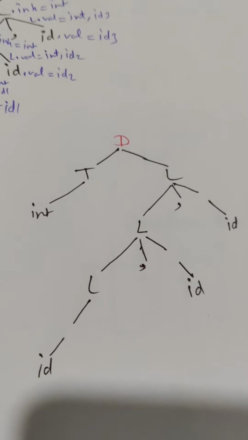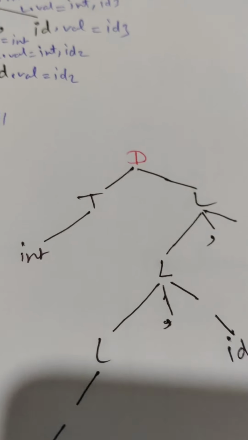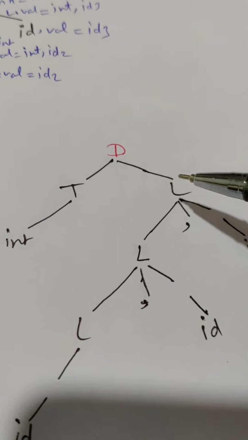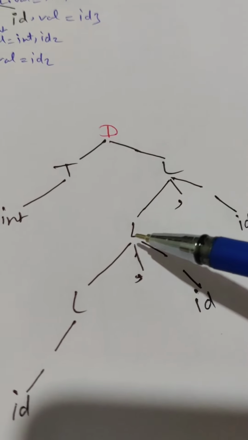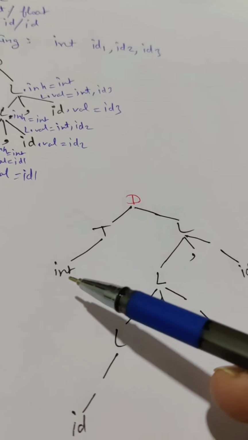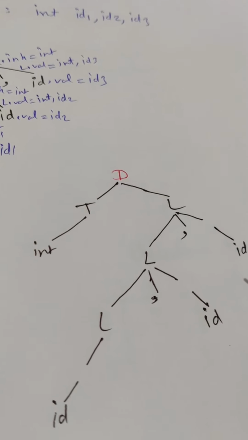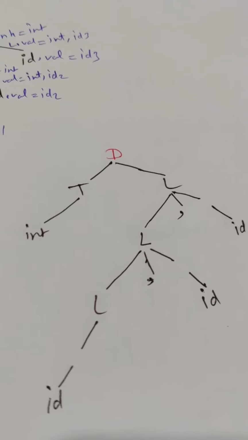The parse tree looks like this: D goes to TL, and then T goes to integer, and then L goes to L comma ID, and then L goes again to L comma ID, and then this L goes to ID. So we have here int ID comma ID comma ID. Now let's decorate this parse tree.